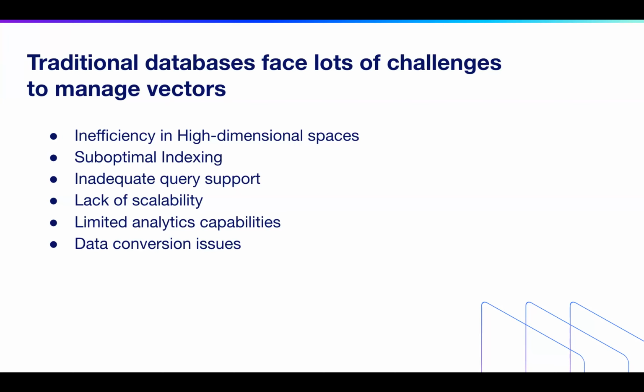Let's take a moment to think about how vector search works. Vector search works with primarily two different metrics. One is an L2 norm. The other one is an inner product. Both of these are highly computationally expensive.